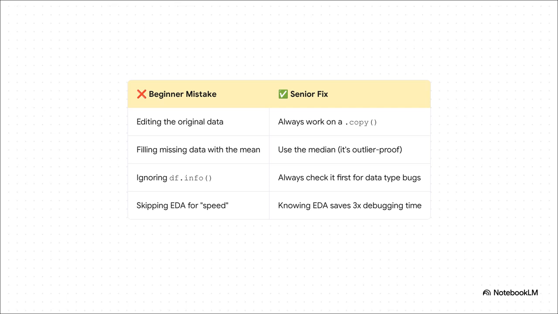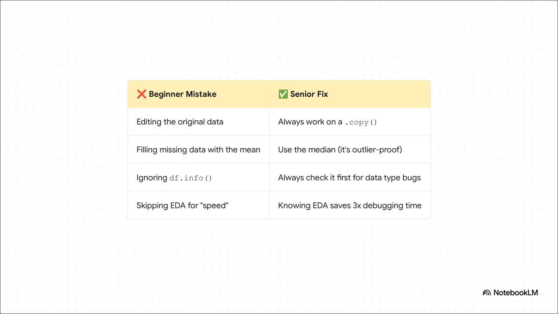A beginner might just start editing their original data file. A senior data scientist? Never. They always make a copy first, so the original is safe. A beginner might fill in missing money values with the average, but a pro knows that one billionaire can totally mess up the average, so they use the median, which is outlier proof. Beginners always ignore df.info, but seniors know it's the first place to check for those silent, model-killing bugs.